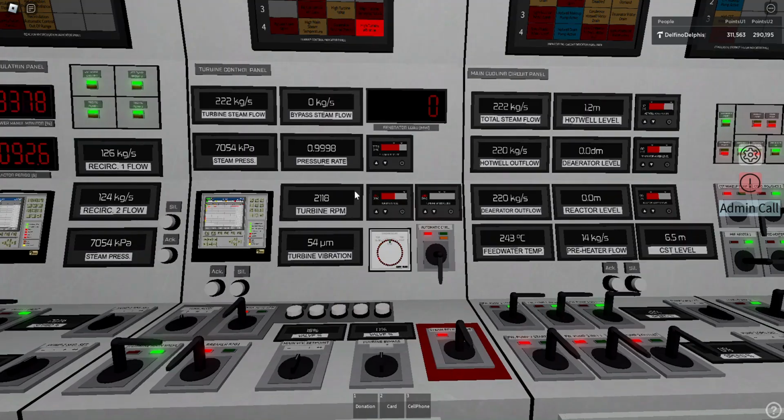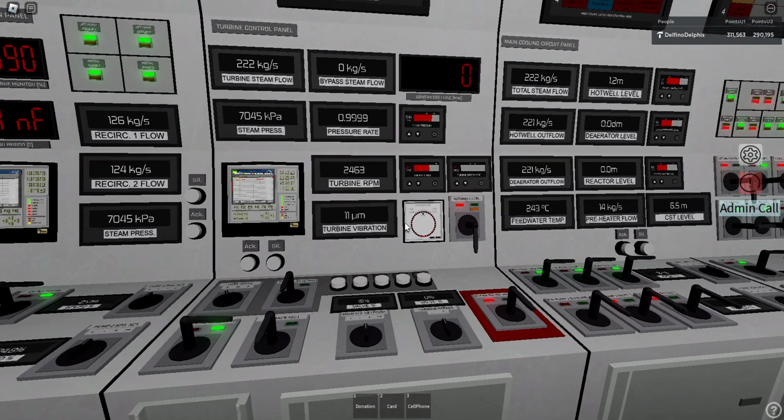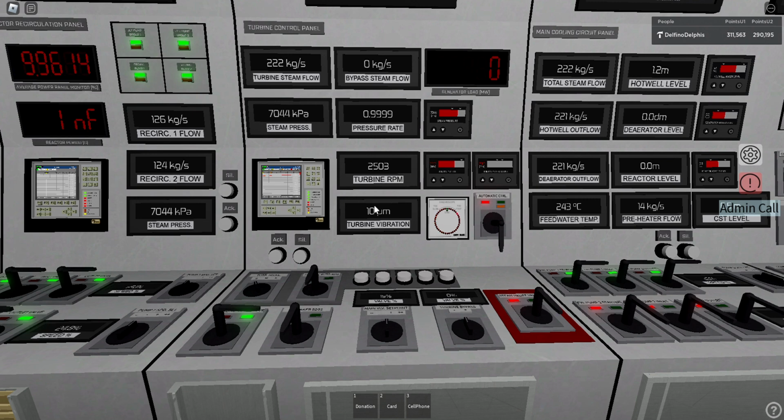Our goal is to synchronize the turbine at 3600 RPM. This is the network frequency, 60 Hz. So how do we do it? Obviously now we are accelerating. If you want to slow down this acceleration, you need to close this valve a little bit. So you see now we are accelerating slower. But now the pressure started to rise again, so you have to be careful.